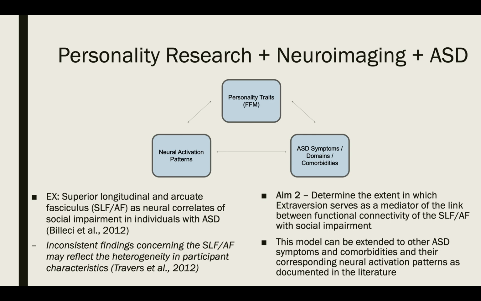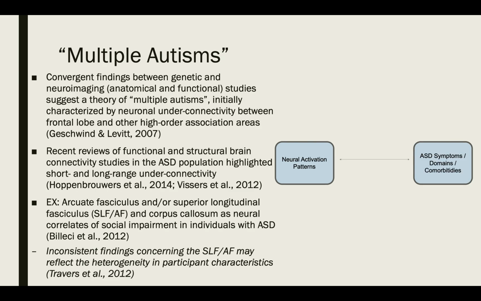This conceptual model can be extended to other ASD symptoms and comorbidities in order to investigate the extent to which personality traits mediate the symptom and neurocorrelate relationship as documented in the ASD neuroscience literature. The investigation of this relationship between neuroactivation patterns and ASD symptomatology parallels the ASD genetics literature. Since the notion of multiple autisms was first formally presented in 2007, genetic and neuroimaging research has found a considerable amount of evidence that supports this theory.